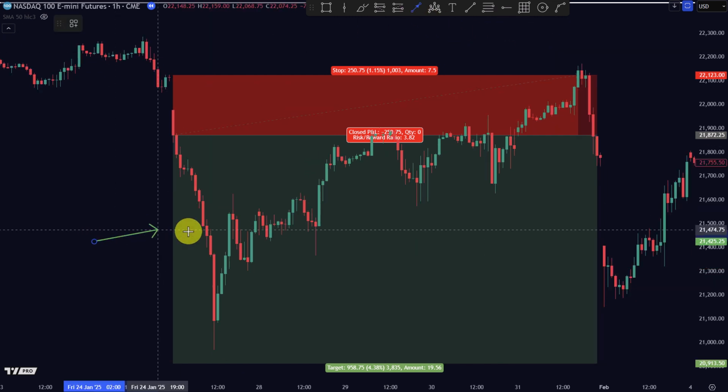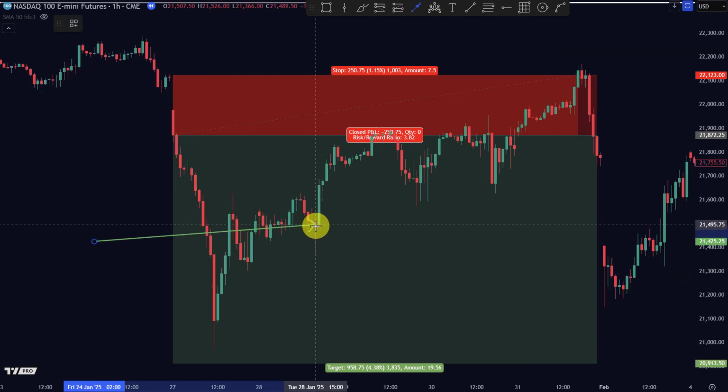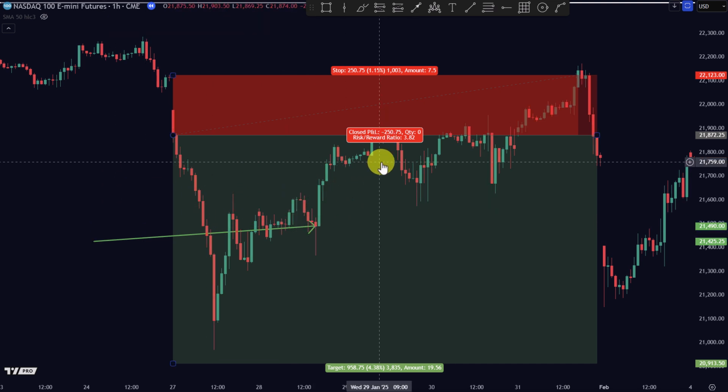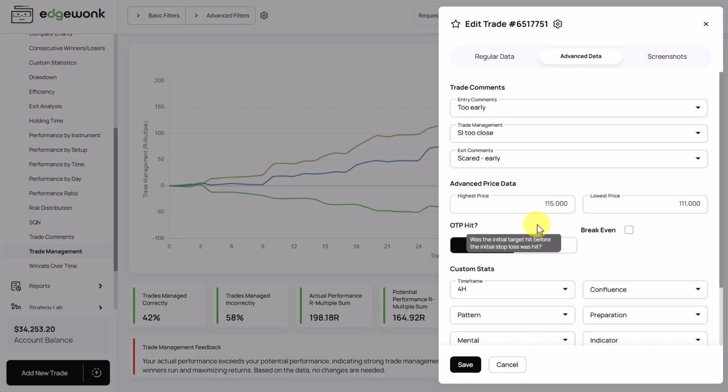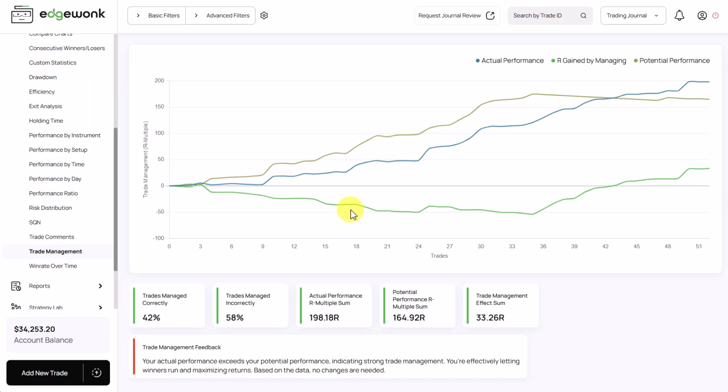And even if you get out maybe here halfway into this trade, let's assume you get out here, you still have to follow up on the price action to get an accurate picture for the OTP hit field. And again, it's completely independent from your actual trade exit. And this is then how you can input the correct yes or no value in your Edgewonk trading journal to unlock the powerful trade management tool.